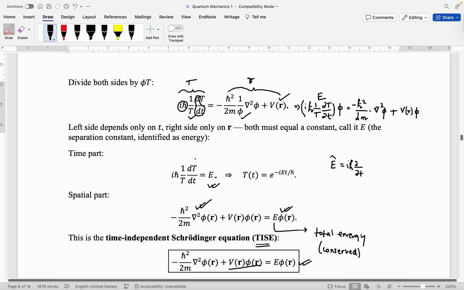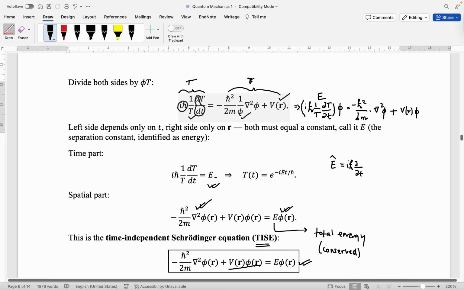Okay, so the time part will become just E, which is the total energy, where the function is e to the power iEt by h cross. But anyway, we're not going to use this. And if you look into the space part, you see it is minus h cross square by 2m del square phi r plus v r phi r is equal to E phi r.